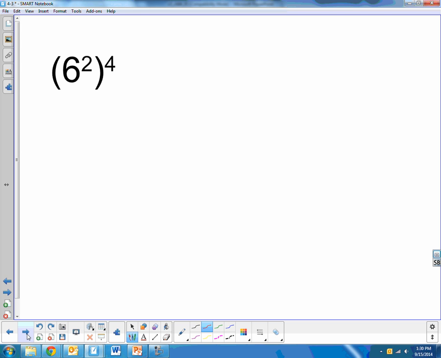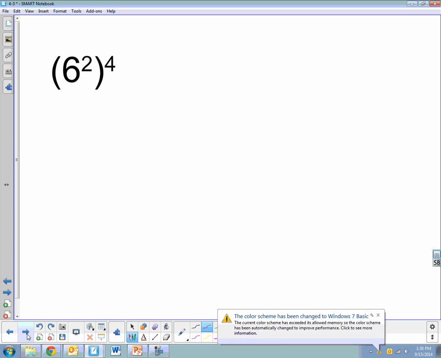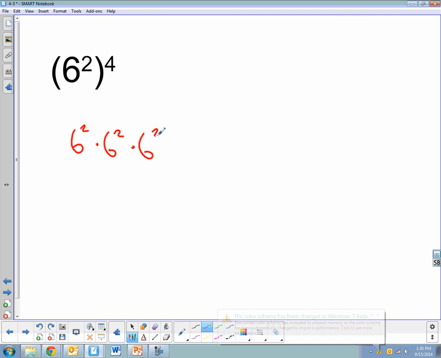This is not 6 squared times 6 to the 4th, so we don't add these together. This is 6 squared to the 4th power. I apologize about that. I don't know what happened, but we're going to go with it. 6 squared, and then we have to the 4th power. If you expand it, we get 6 squared times 6 squared times 6 squared times 6 squared. 6 squared is the base. The exponent is 4. So it's 6 squared as a factor 4 times.